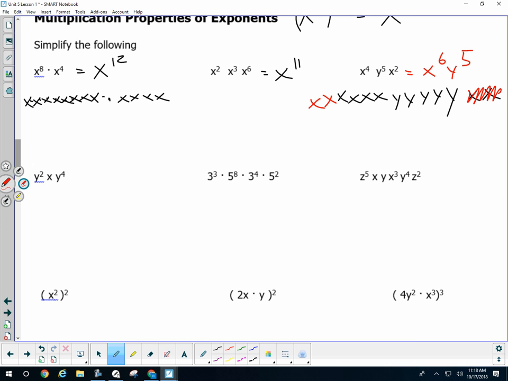Okay. Let's keep going. This means I have 2 y's and 4 y's, 6 y's. I can have it as y to the 6 times x or x times y to the 6. If I have numbers, numbers are the same. I have 3 3's, 4 3's. I have a total of 7 3's. I have 8 5's and then 2 5's. The total amount of 5's are 10. I don't have to break my calculator out for that. Now I have z's, y's, and x's. Write the next one.